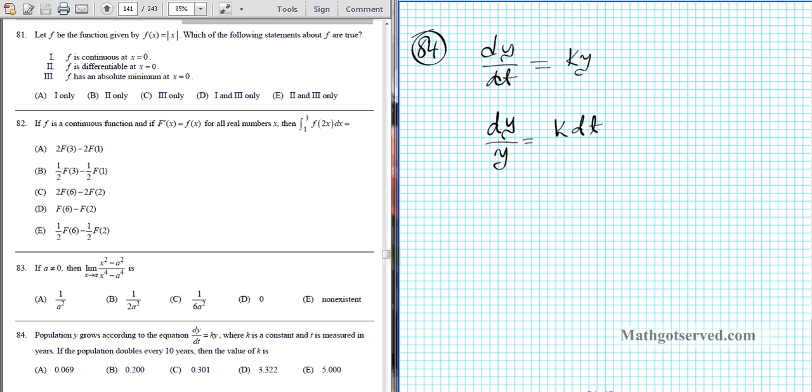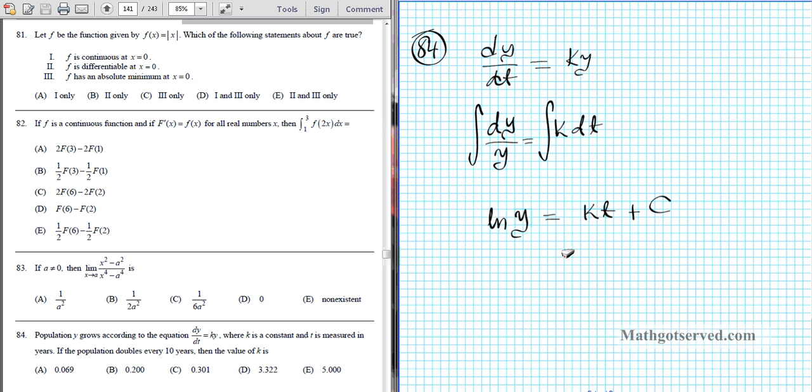What we simply do is integrate both sides, integrate the left and integrate the right, and then on the left side we have the natural logarithm of y equals, and then on the right side kt plus C. Let's say C is a constant that's been added to both sides. So we can write it like this.